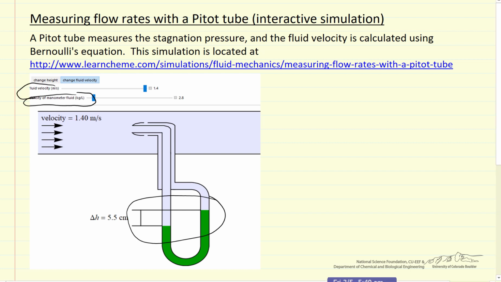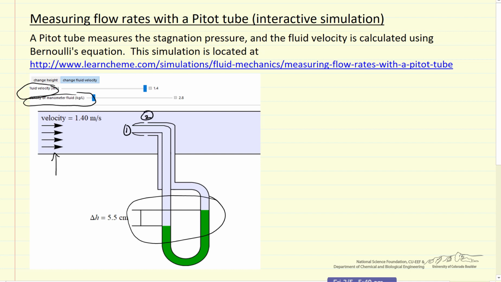The simulation also allows you to change the velocity of the fluid. Essentially, what a Pitot tube is doing is measuring a difference in pressure and then calculating the velocity from that. So one pressure, let's call this point 1. That's the stagnation pressure. And let's call this point 2.